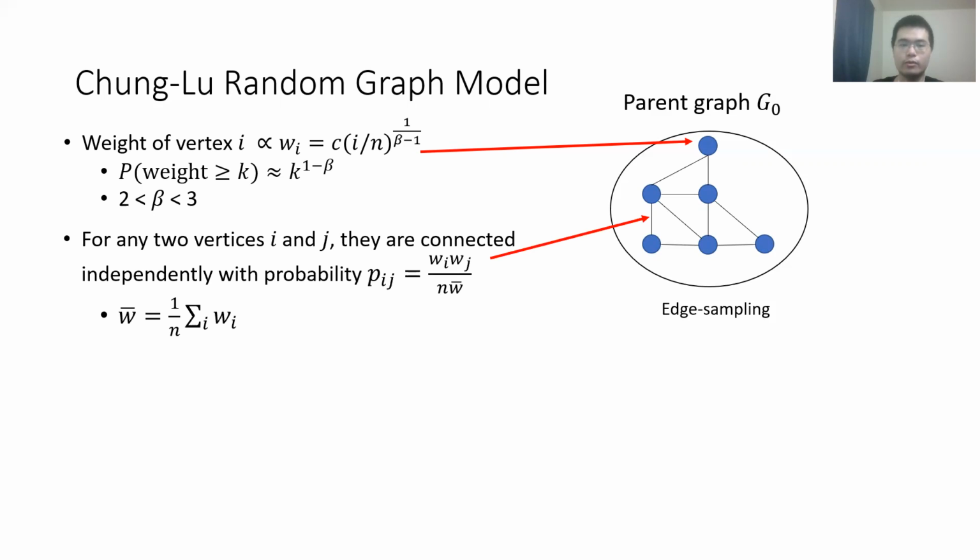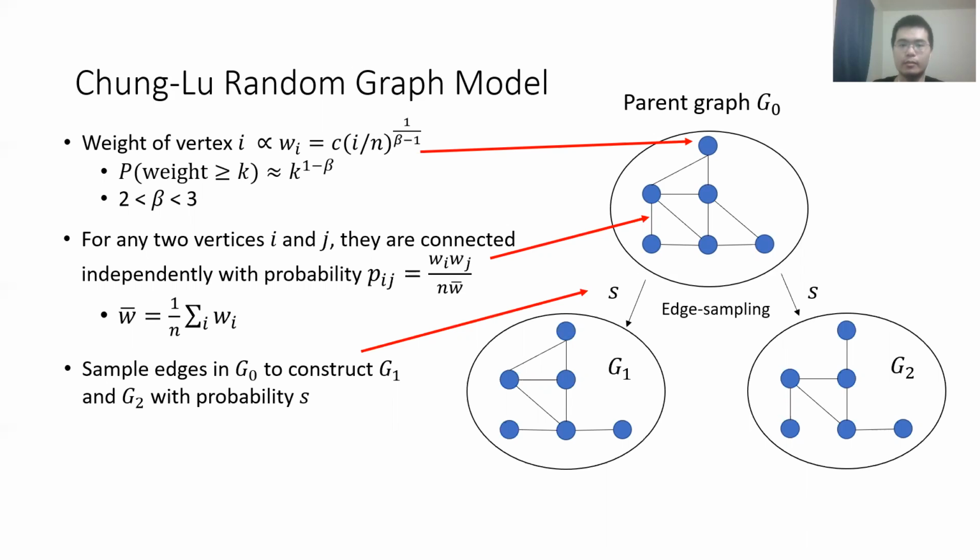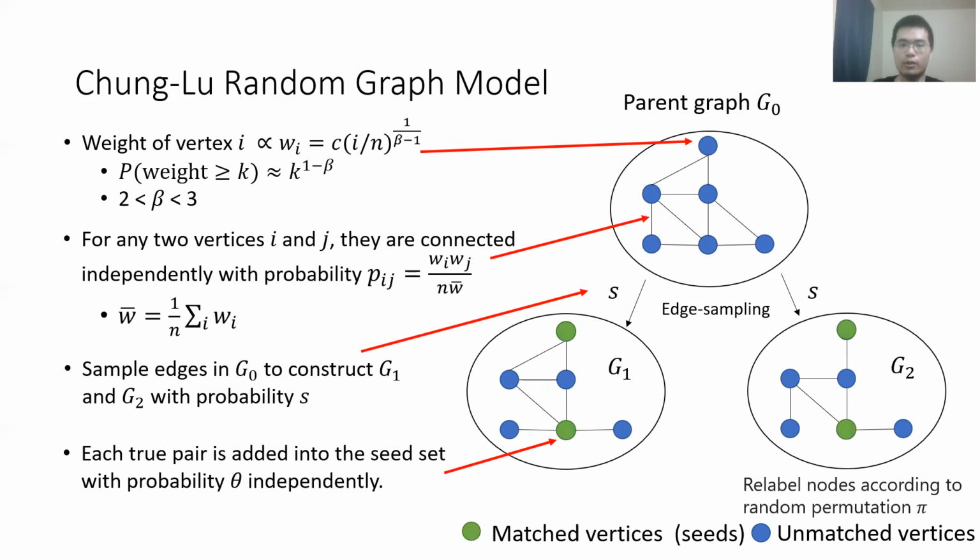Then, for any pair of two vertices i and j, they are connected independently with probability Pij equal to Wi times Wj over n times W bar. W bar is the average vertex weight in the graph. G1 and G2 are obtained by sampling each edge of the parent graph G0 independently with probability s. The vertices of G2 are relabeled by an unknown permutation pi. Each true pair is added into the C set with probability theta independently. Our goal is to recover the unknown permutation pi based on the observation of G1, G2, and C set.